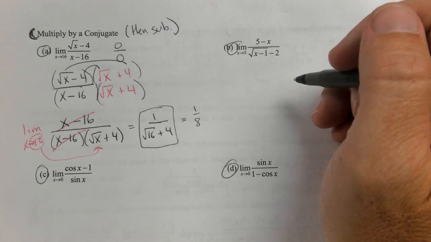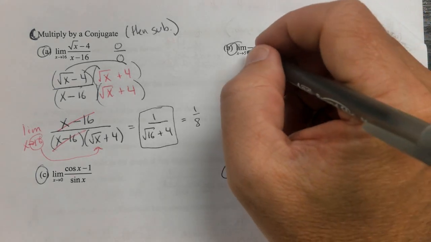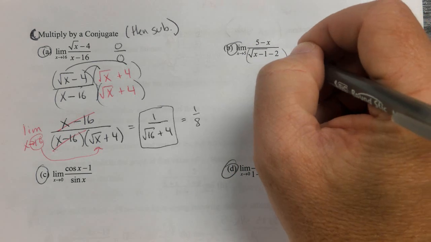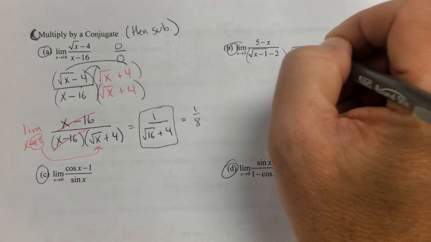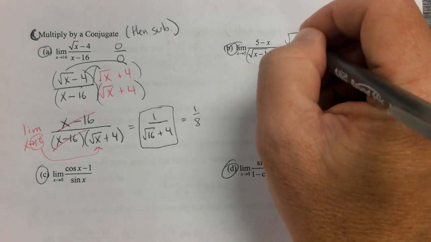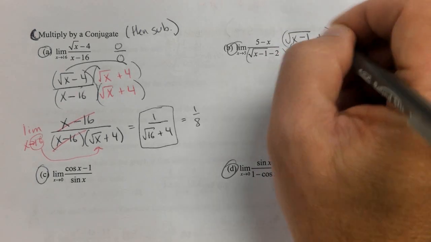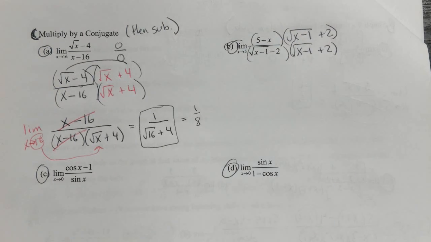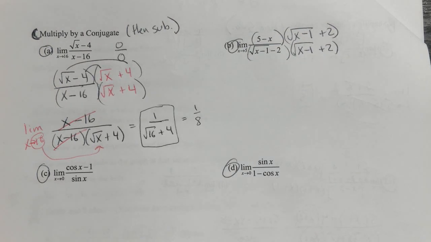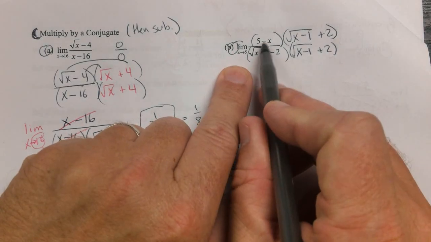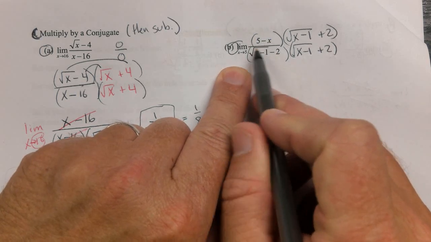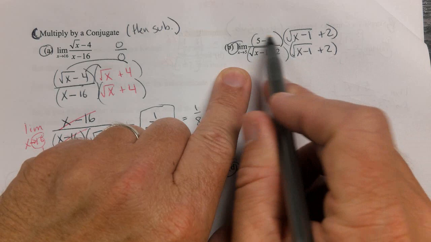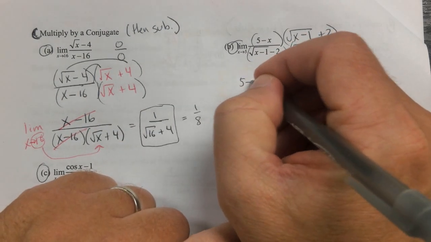All right, example B. What do you think we should multiply the top and bottom by? Square root of x minus 1 plus 2. And we'd really have a mess in the top if we multiplied that out. But we don't want to multiply it out on the top. We're hoping that something cancels. In fact, after you do a bunch of these, you can kind of guess what's going to cancel. If I plug in 5, I get 0 over 0, so I would really like that 5 minus x to go away. So I'm guessing that's what's going to cancel in a minute. But let's see what happens.